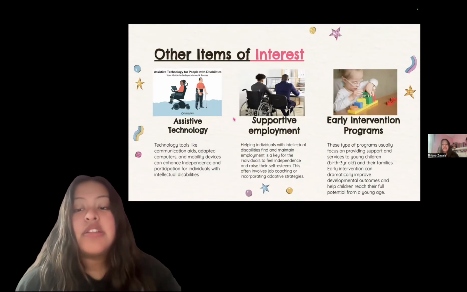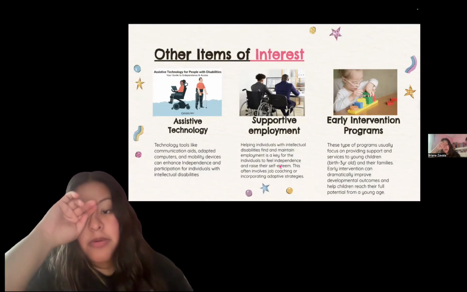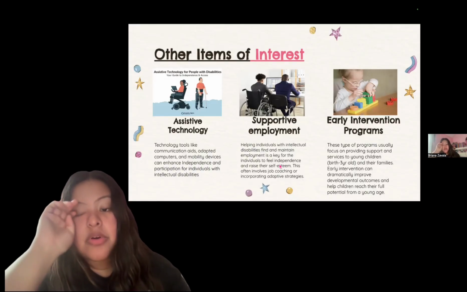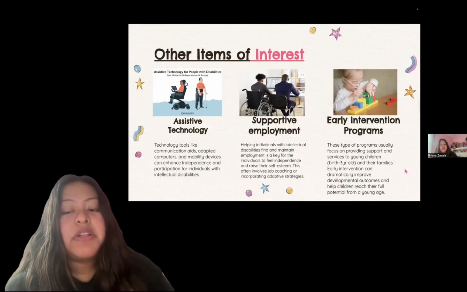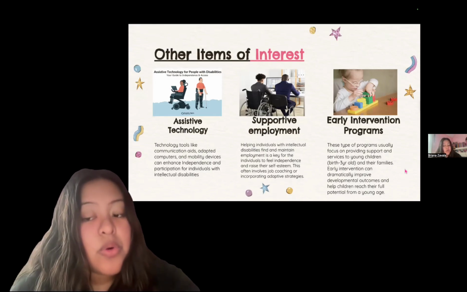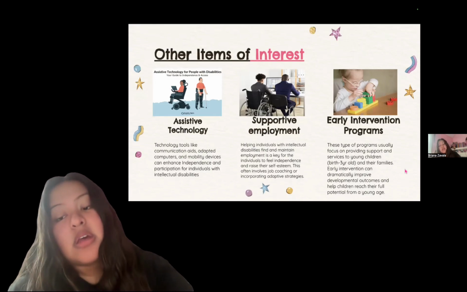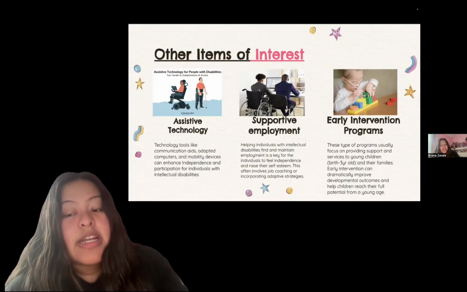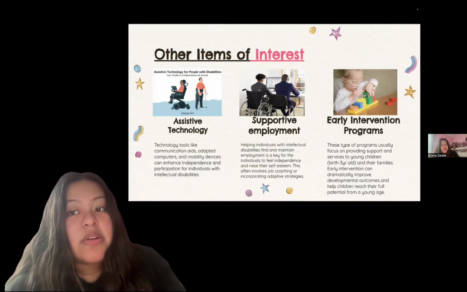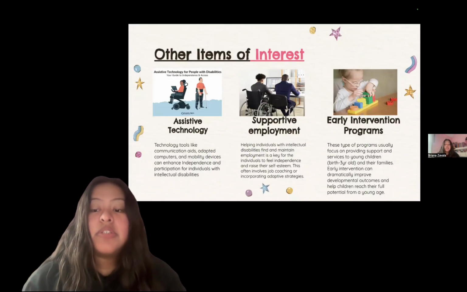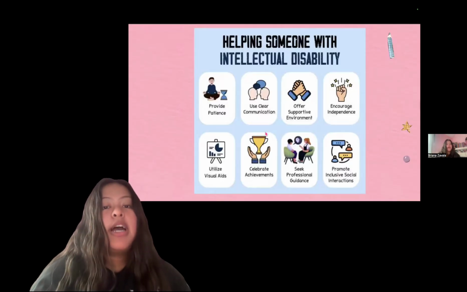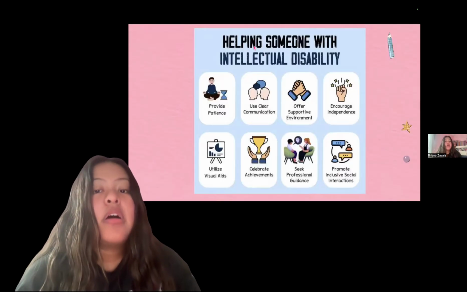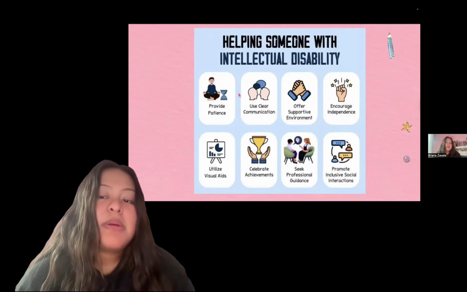We then have early intervention programs. These types of programs usually focus on providing support and services to young children, typically from birth to 3 years old, and their families. Early intervention can dramatically improve developmental outcomes and help children reach their full potential from a young age. I then provided this infographic on how to help someone with an intellectual disability.